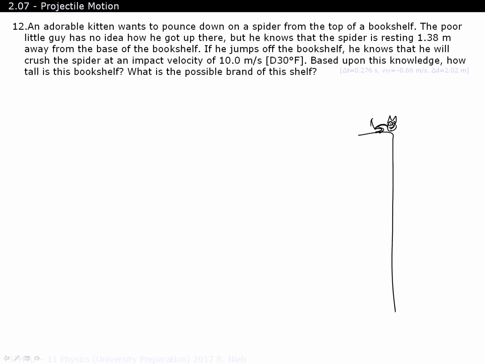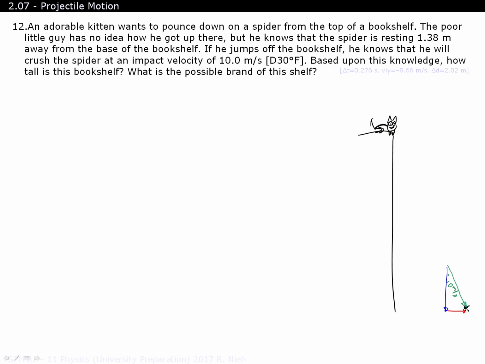There's Meow Meow right there. Why not? And the kitty cat sees a lovely little spider in the distance and it wants to pounce at it. Now, you'll notice that in this question over here, it tells us the impact velocity. In other words, the velocity it strikes the spider at, which is 10 meters per second. Now, when it strikes it, it hits it at an angle of down 30 degrees forwards. So down 30 degrees forwards.